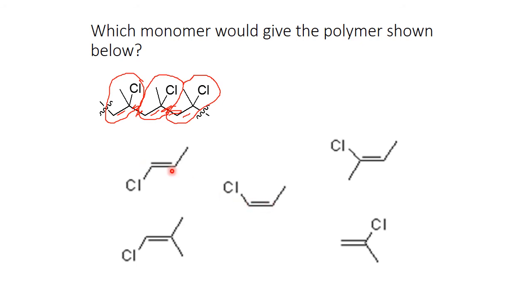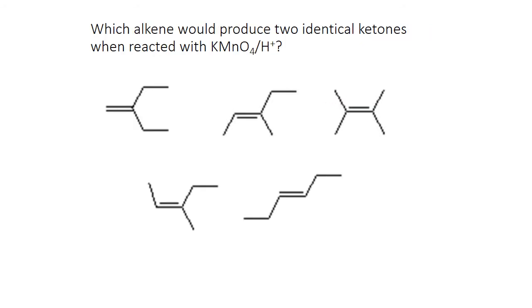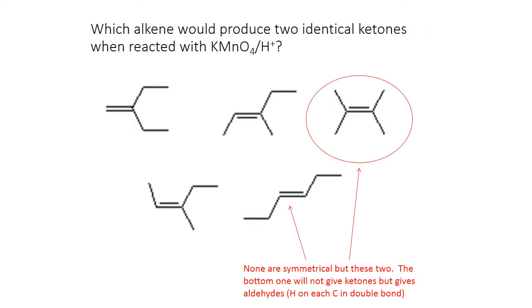The rest of them, see here, if I connect these up, you would have the chlorine and the methyls on different carbons. Here too. Here you've got too many carbons. There's 4 carbons. Here you have too many carbons, 4 carbons. So this is the correct product for figuring out which monomer would give the polymer shown below.